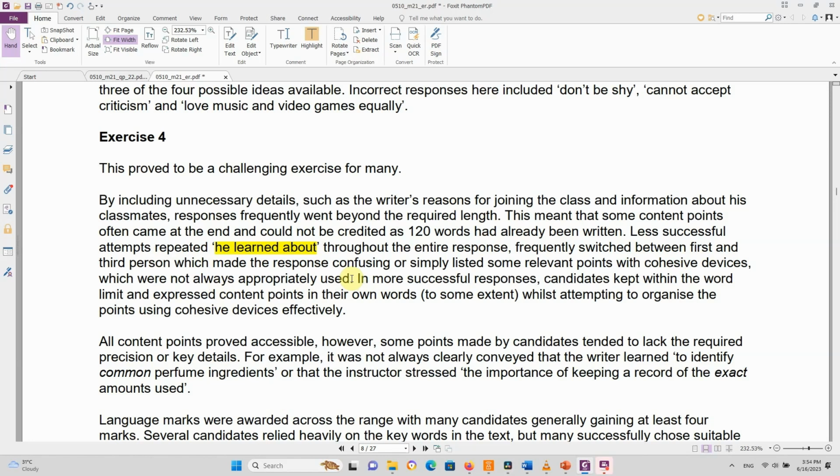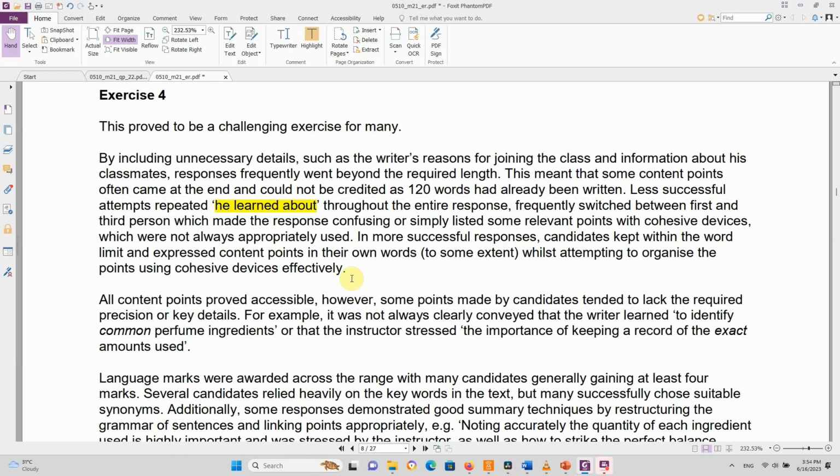Don't say, for example, I didn't know, or I learned something very important about perfume. No, it's not you who learned. It's the writer who learned. Okay, so use a third person, not a first person point of view. In more successful responses, candidates kept within the word limit and expressed content points in their own words, to some extent, whilst attempting to organize the points using cohesive devices effectively.